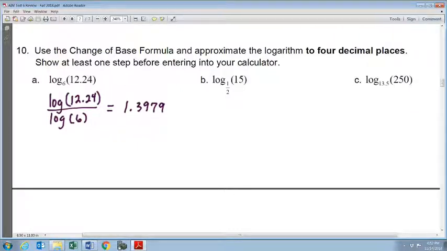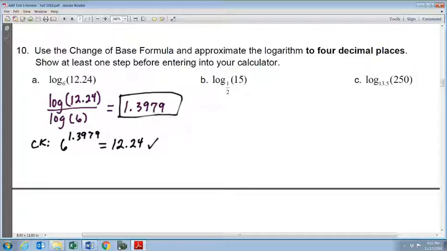Now the thing about these is you should never get one of these wrong on the test because you can easily check this. Remember, a logarithm is an exponent. The answer we just got is the exponent you put on a base of 6 to get 12.24. So if we put it on 6, we should get 12.24. And if you check that, you'll see that it does work. And so there's no reason to miss these.